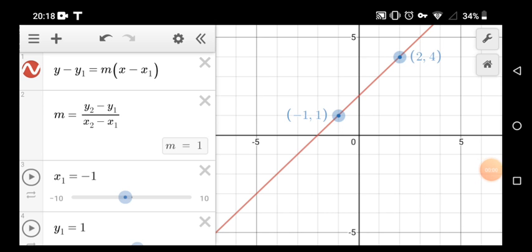Hello and welcome to another quick maths tutorial. Today I'll be explaining what a gradient is on a simple straight line graph.